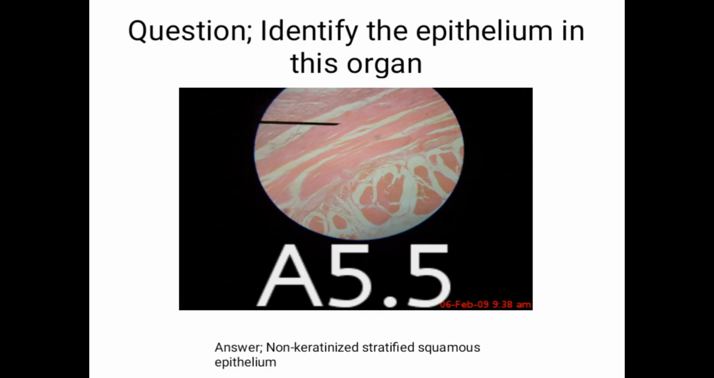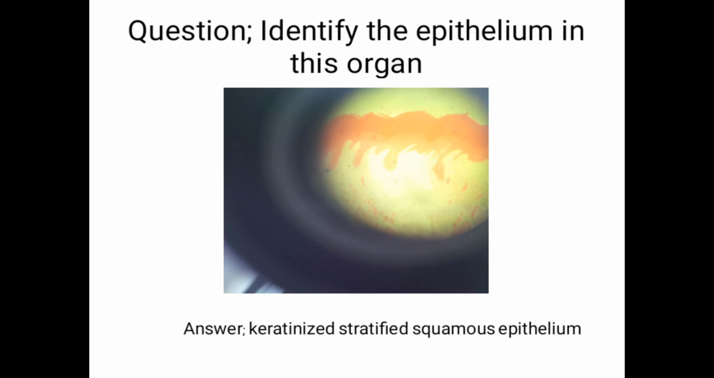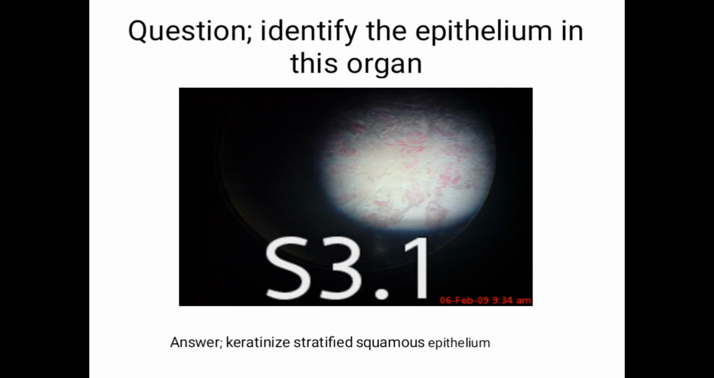This is also non-keratinized stratified squamous epithelium. And here you have keratinized stratified squamous epithelium. Unlike non-keratinized stratified squamous epithelium, in keratinized stratified squamous epithelium the cells on the surface layer are dead and they do have nuclei, and they have a thick keratin layer. So you can find keratinized stratified squamous epithelium in the epidermis of the skin. Here you also have another image of keratinized stratified squamous epithelium.